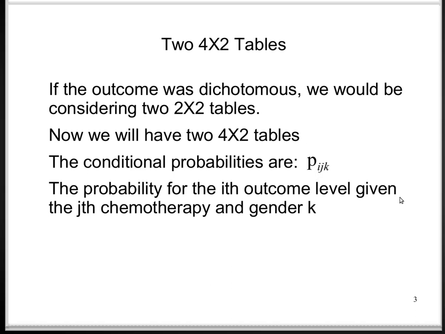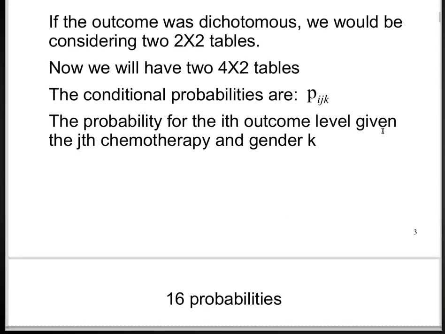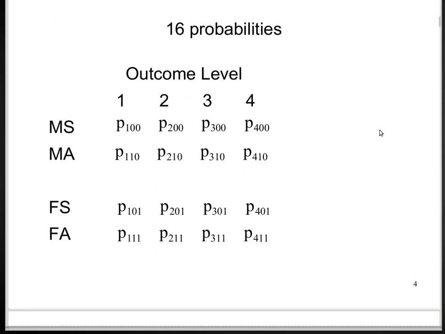This inevitably gives us a collection of conditional probabilities. We have indeed the probability for the outcome in the ith level, given the jth chemotherapy and the kth gender. Oh, it's getting a little bit more complicated, isn't it? We've got now, oh boy, lots of probabilities. Well, let's display them. There they are.